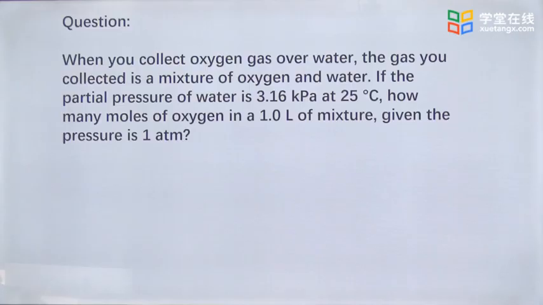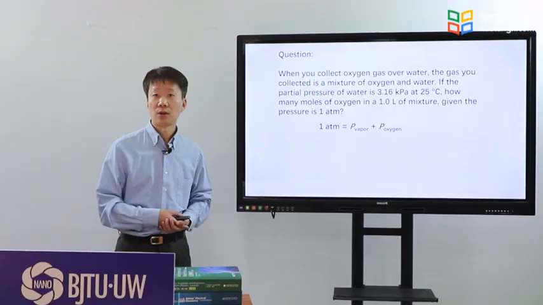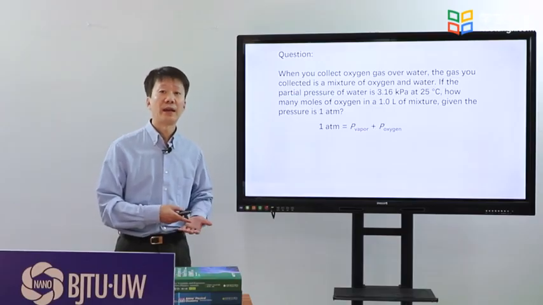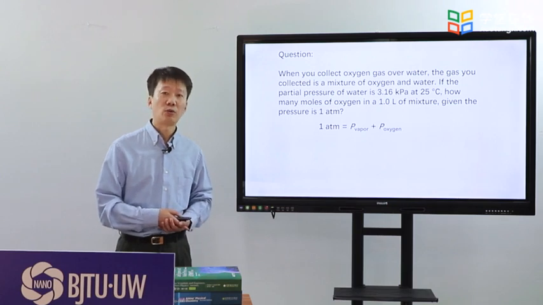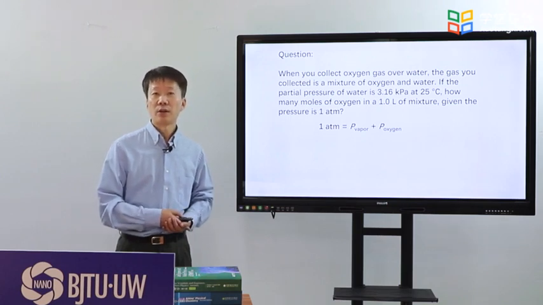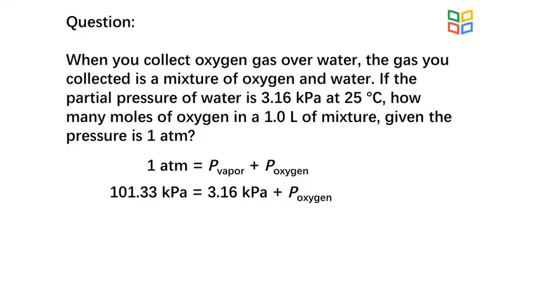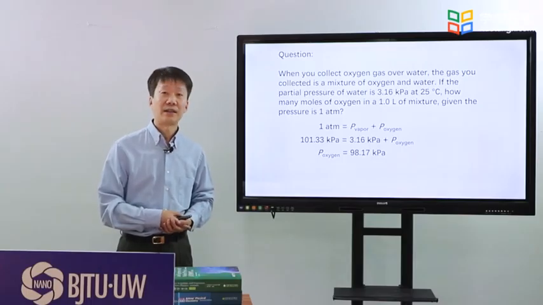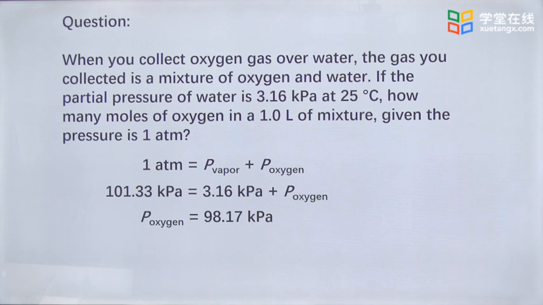According to the definition of partial pressure, we have the total pressure, 1 atmosphere, equals the partial pressure of water vapor plus the partial pressure of oxygen. We have to change the unit because 1 atmosphere is equivalent to 101.33 kilopascal. We have 101.33 kilopascal equals 3.16 kilopascal plus P oxygen. And P oxygen is 98.17 kilopascal.